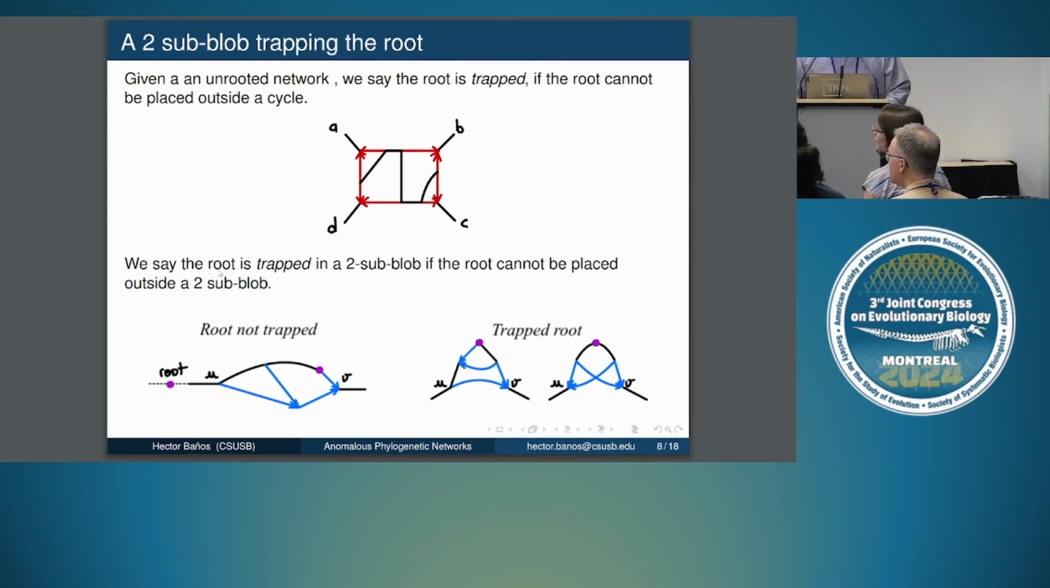So particularly, we say that the root is trapped in a 2 subblob if the root cannot be placed outside the 2 blob. Here I have an example. You can see this 2 blob with the nodes U and B. I can place the root here in this green node, and everything will be consistent. And I can place it here outside the blob, and everything will be consistent. But in this case, I cannot place the root outside this blob because then I cannot place it here, I'll have a contradiction. So the only place I can place the root is inside that 2 blob.